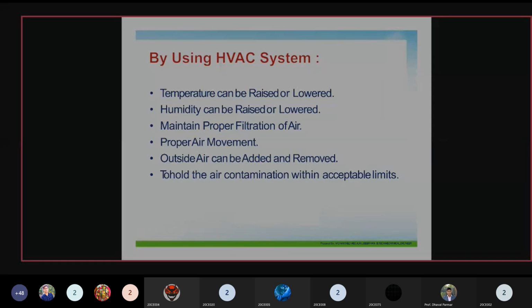By using an HVAC system, temperature can be raised or lowered. Humidity can be raised or lowered. Maintain proper filtration of air and proper air movement. Outside air can be added and removed to hold the air contamination within acceptable limits.